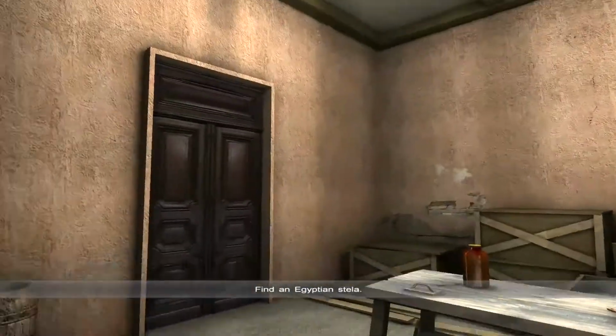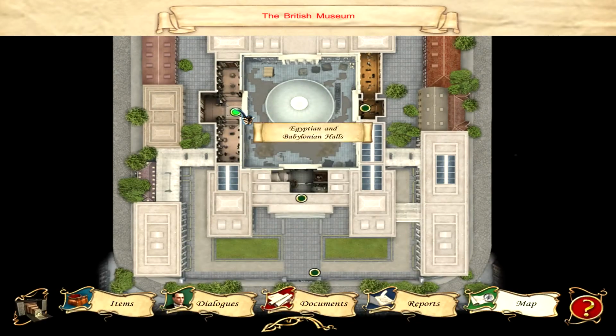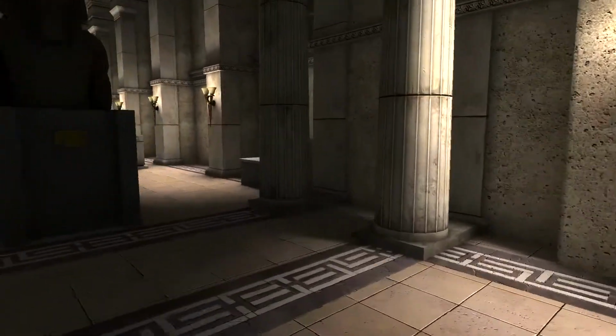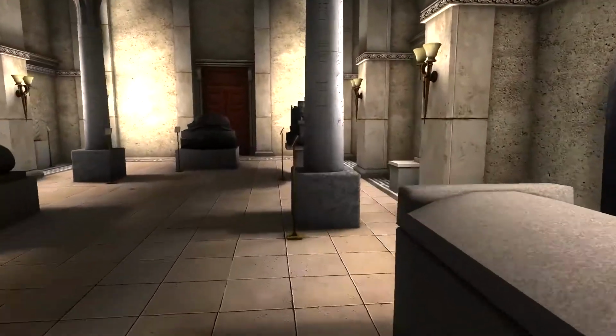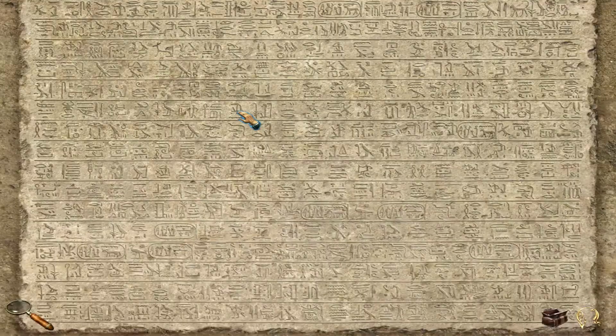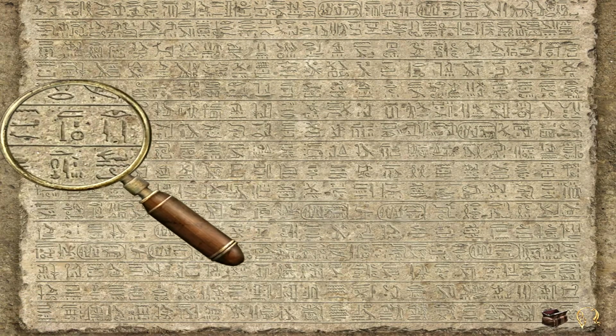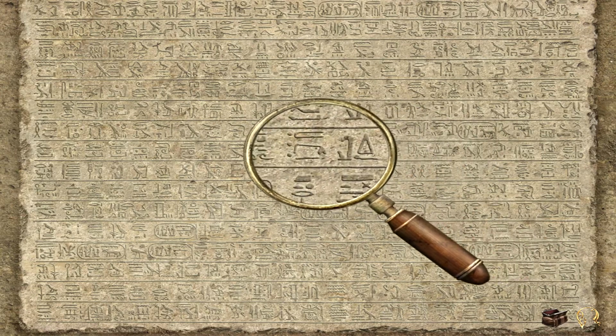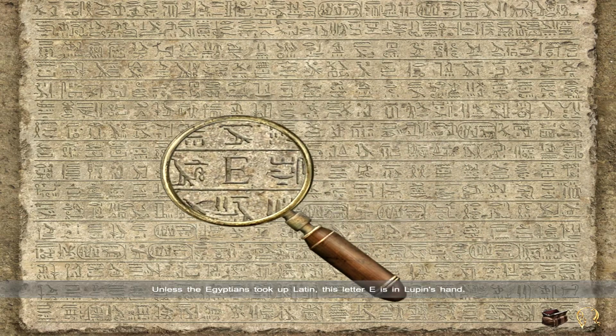Okay. Find an Egyptian stela. Well, gee, I wonder where they're at. Not that. But this is a stela. Eighth row. There it is. Unless the Egyptians took up Latin, this letter E is in Lupin's hand.